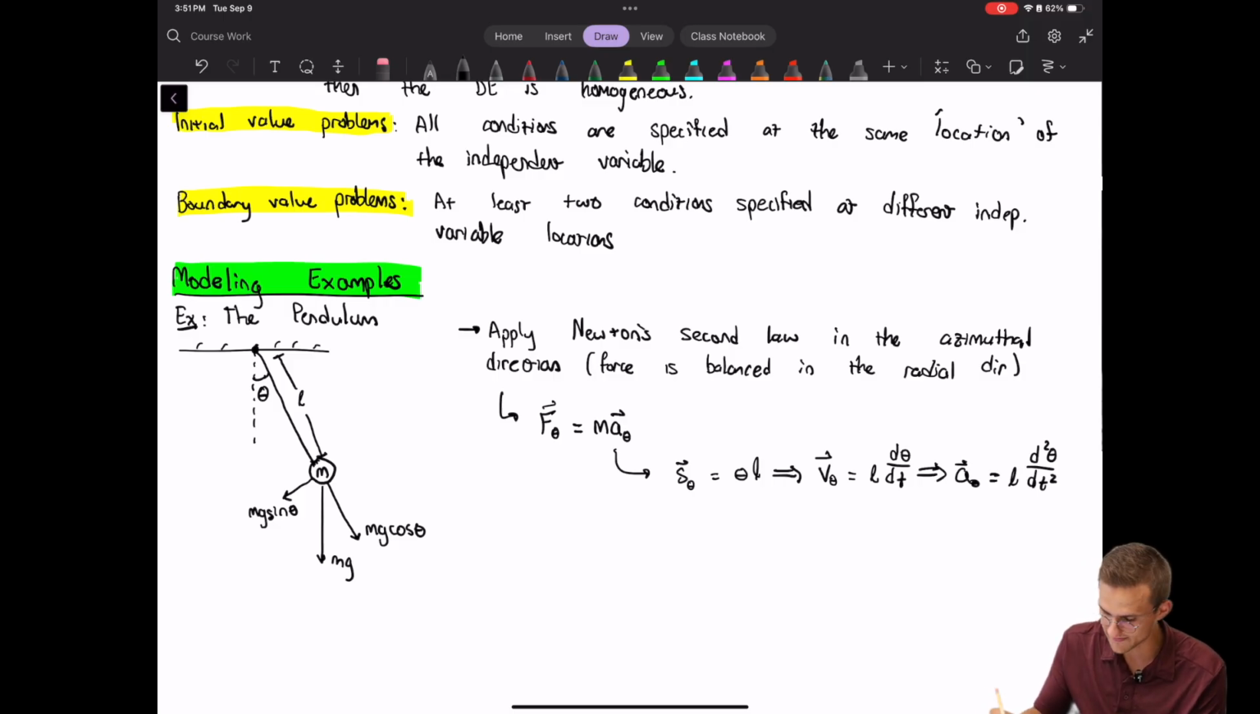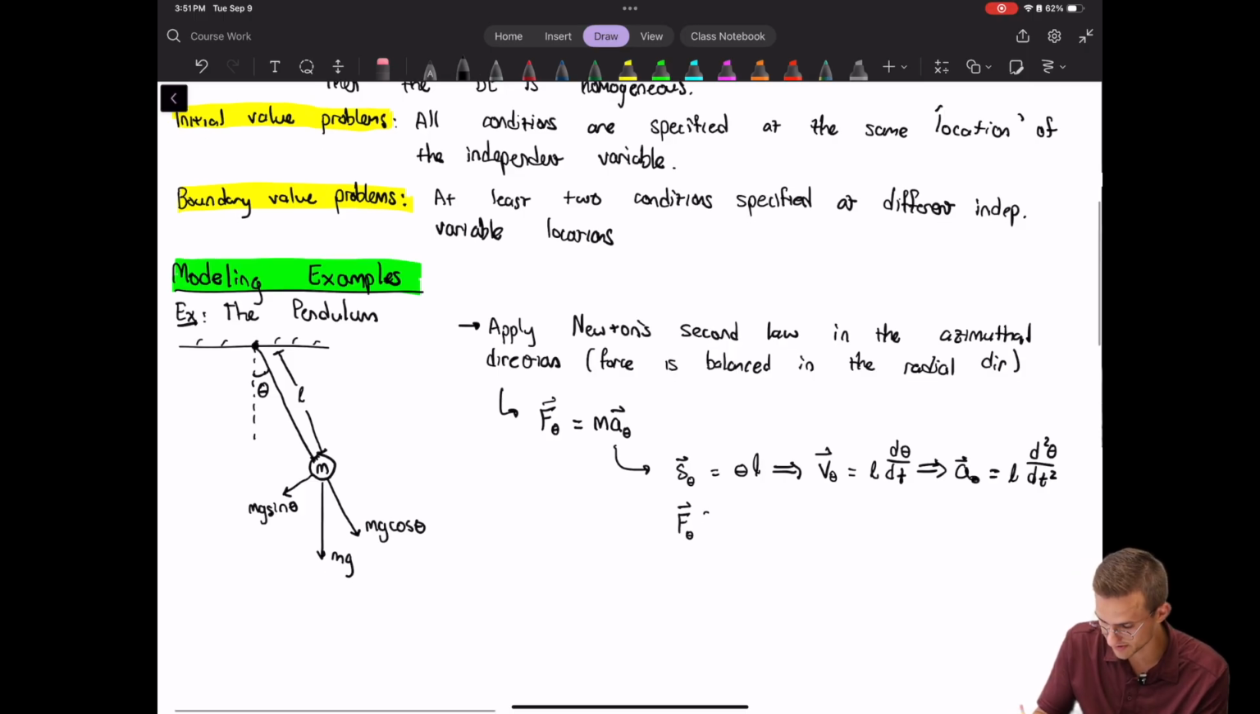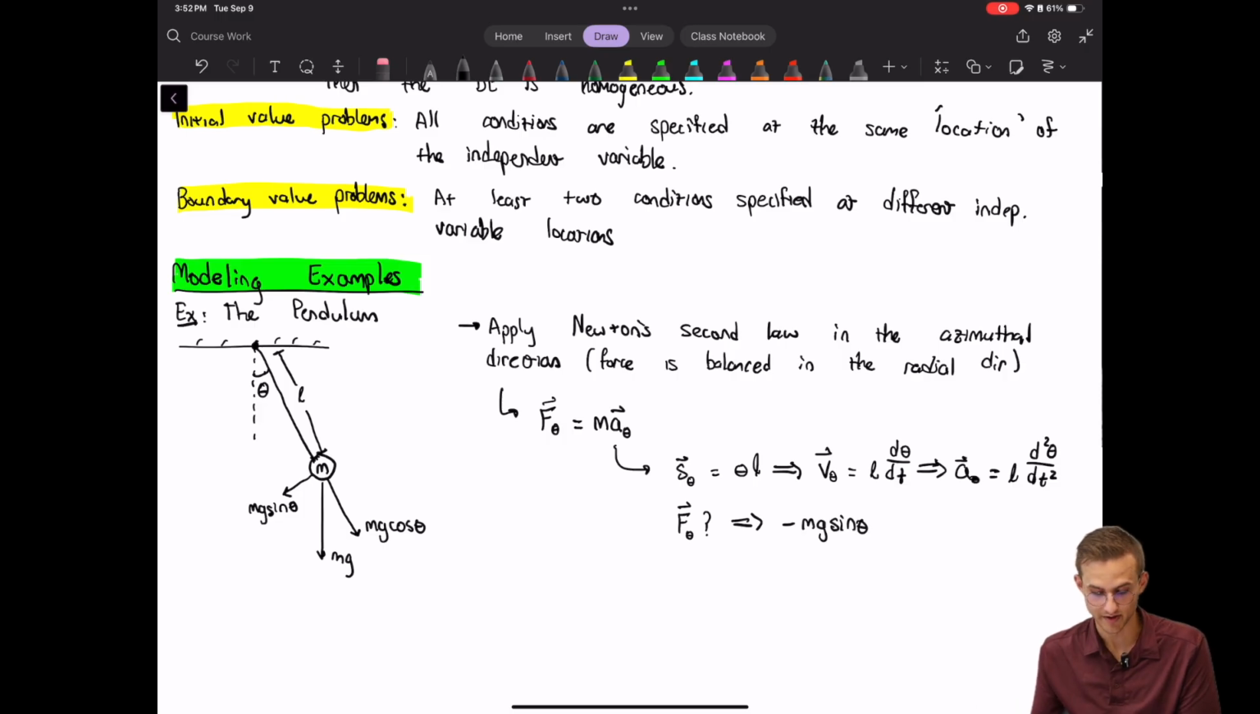Okay, and then how can we express the force in the azimuthal direction? Well, that is where we use mg sine theta, but then we want to choose the correct sign. In this case, the way we've drawn the diagram, it's always a negative here, mg sine theta. So it's a restoring force that's bringing us back towards theta equals 0.